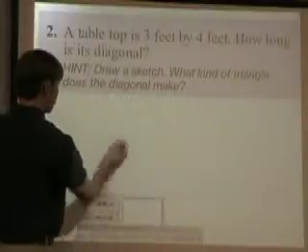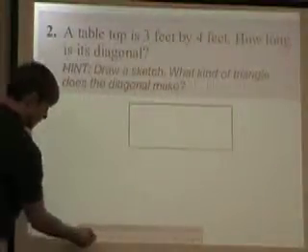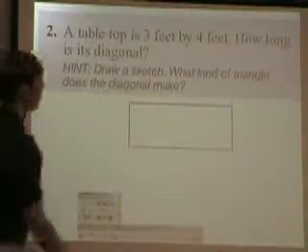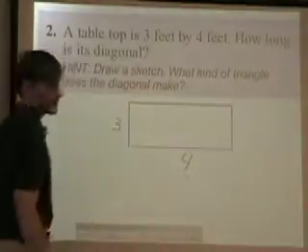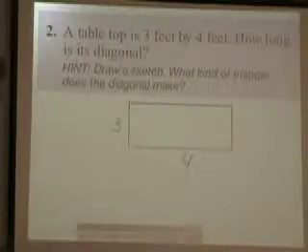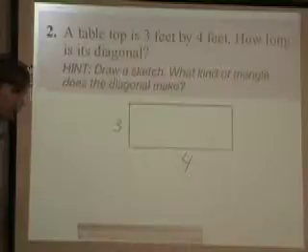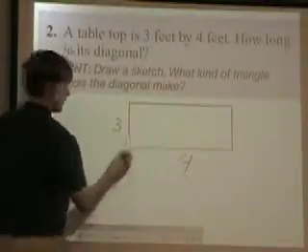Alright, it says a tabletop is 3 feet by 4 feet. So let's draw us a tabletop up here. Okay. And it says it's 3 feet by 4 feet. Now this is how they measure TVs too. When they tell you you've got a 20-inch TV, it doesn't mean it's 20 inches up or 20 inches across. It means it's 20 inches from the bottom left to the top right, the diagonal. So they're doing the same thing here.